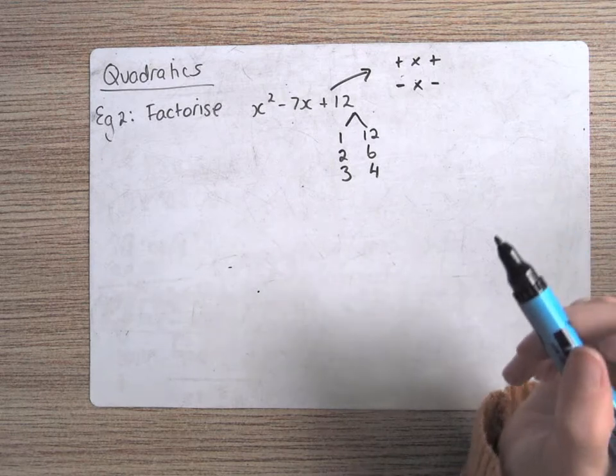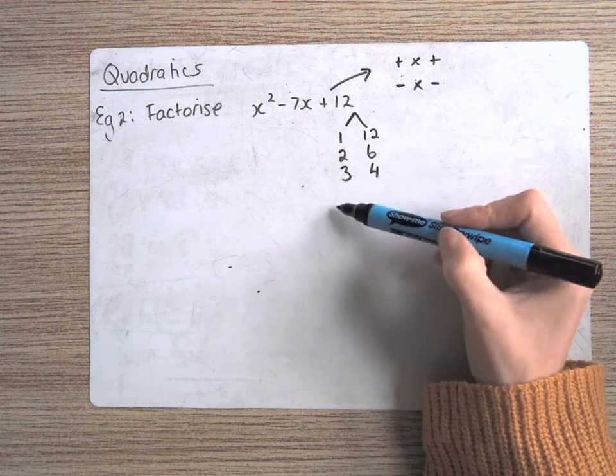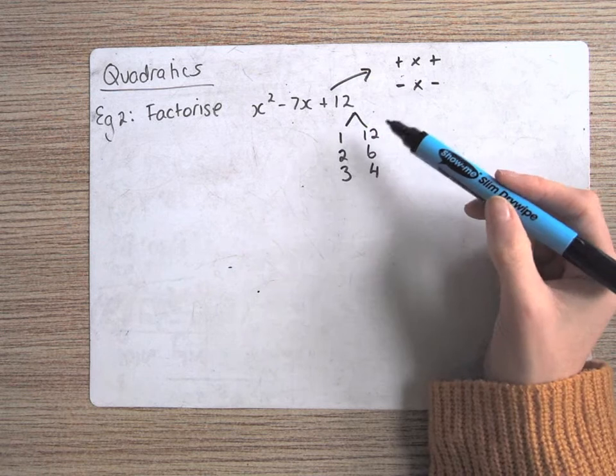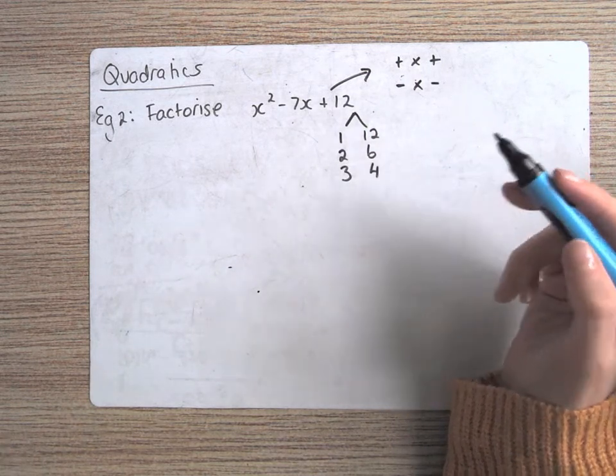Now, what's going to give me a 7? 3 and 4. From here, 2, 6 and 1, they have to be in pairs. The 1 is with the 12, 2 is with the 6, 3 and 4.